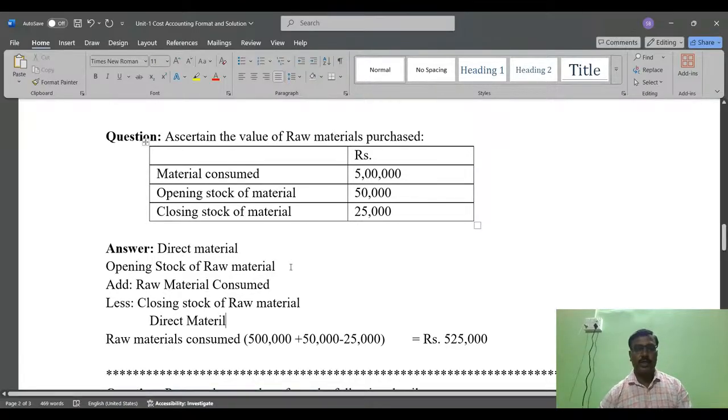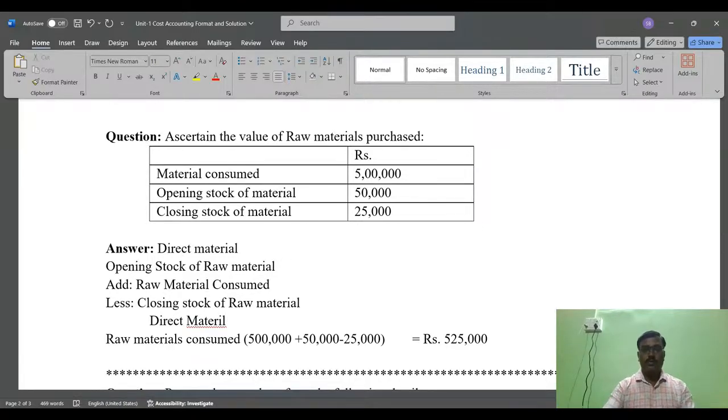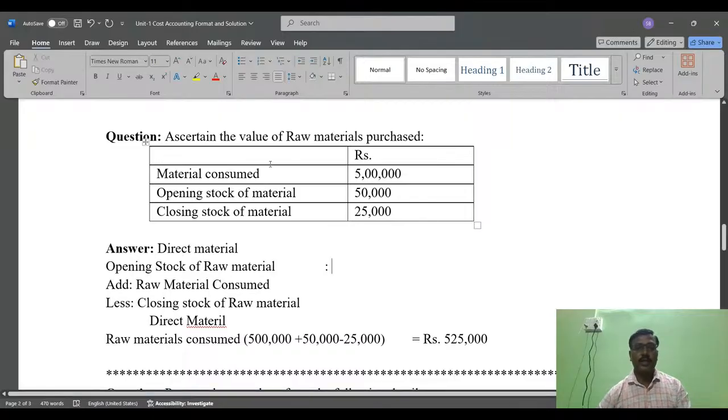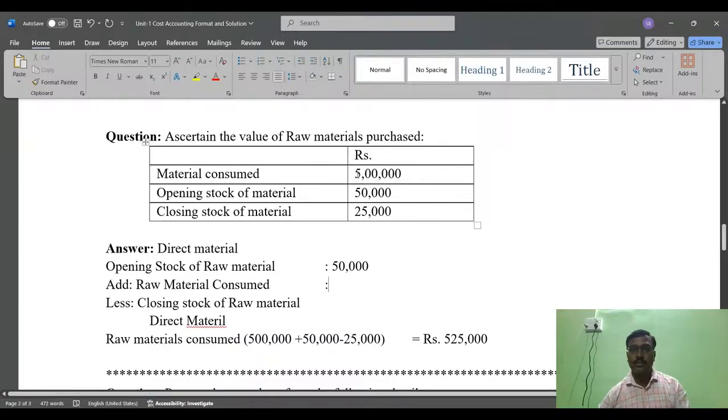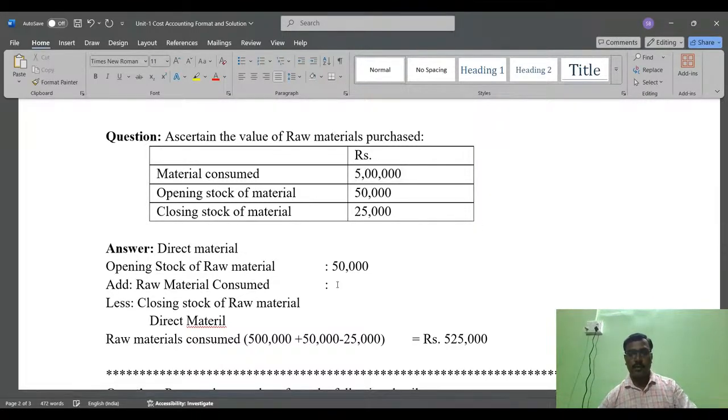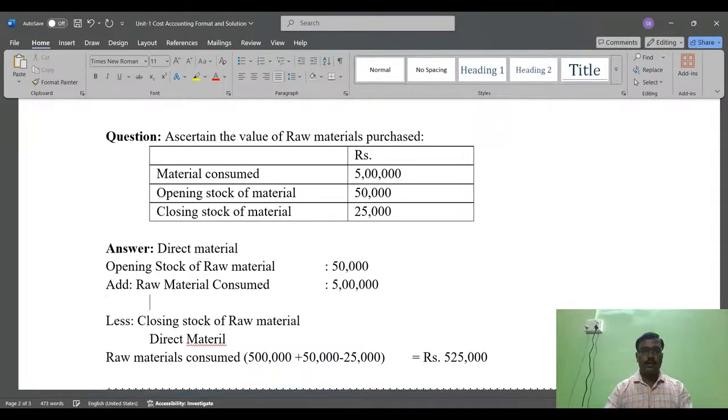Let me show it here. In this case, what is the amount of opening stock of raw material? 50,000. To that, we add raw material consumed. During this year, we have consumed raw material worth rupees 5 lakh. So the total amount is 5 lakh 50,000.